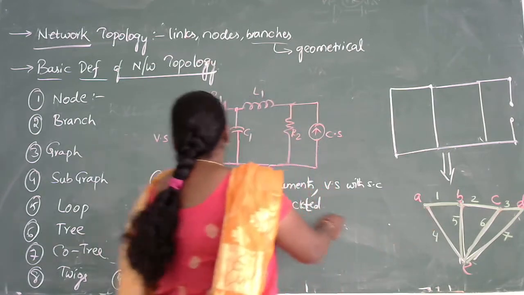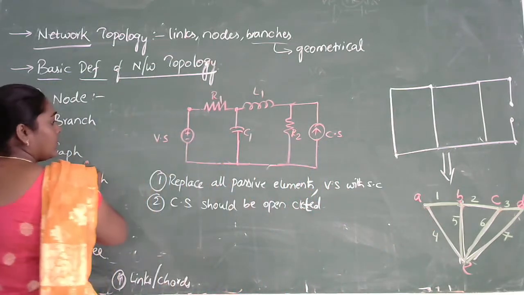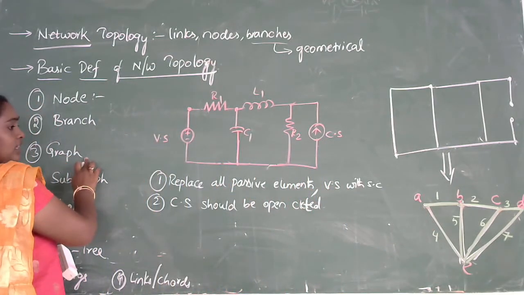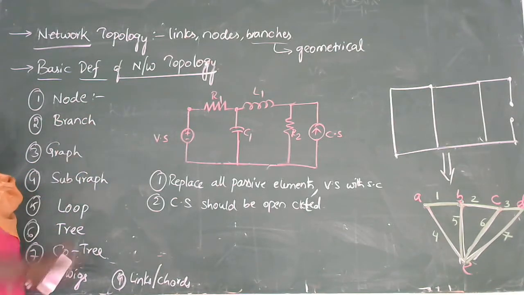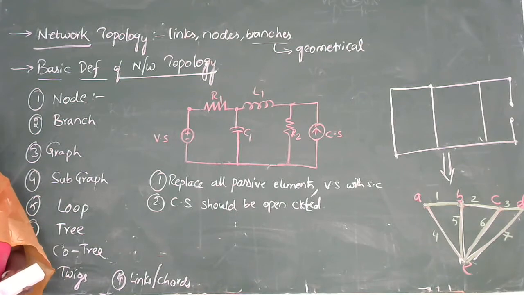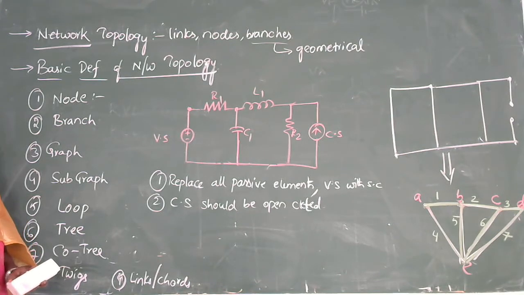Coming to the next definition, that is graph. A graph is one which consists of branches and nodes. So a graph is defined as a collection of nodes and branches of a network.